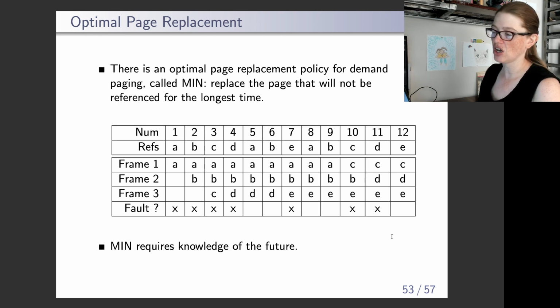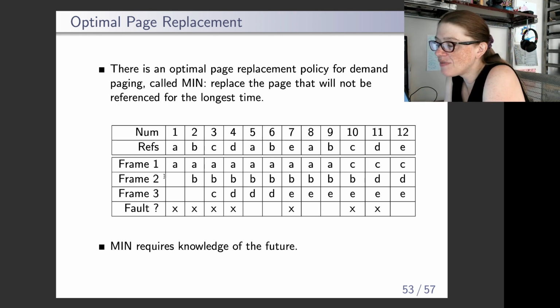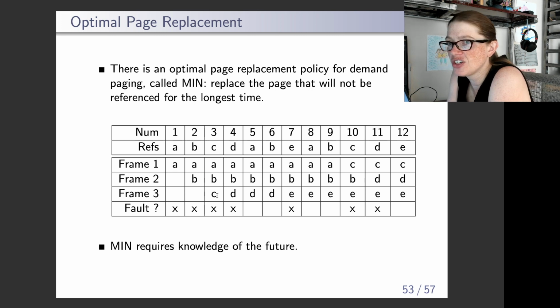the longest time. So we still have the initial 3 faults, and we still have the 4th fault, where we have to choose one of A, B, or C to evict to insert D. But here's what I'm going to do. I'm going to say, which of A, B, and C am I not going to use for the longest time? So I notice I'm going to use A right away, and I'm going to use B right away. But I don't use C until operation 10. So C is the safe one to evict. So I evict C and I insert D.